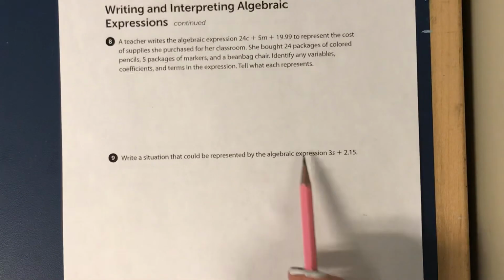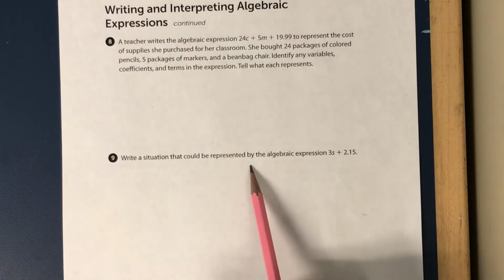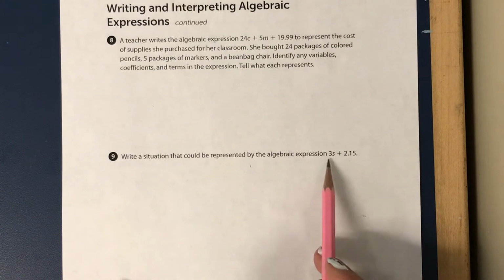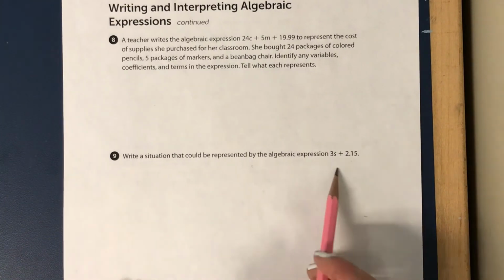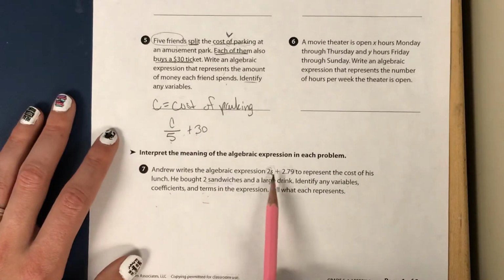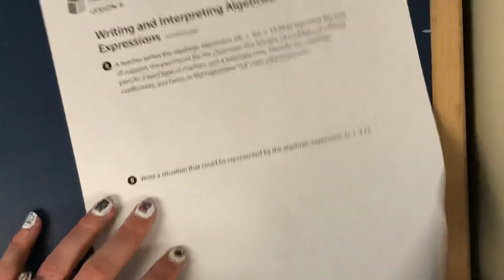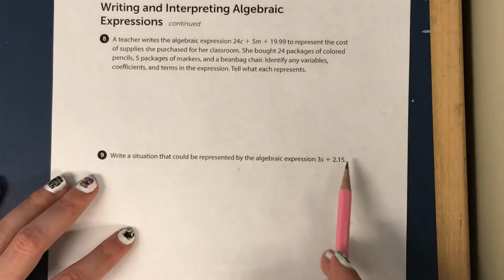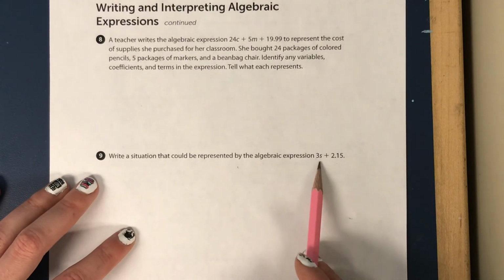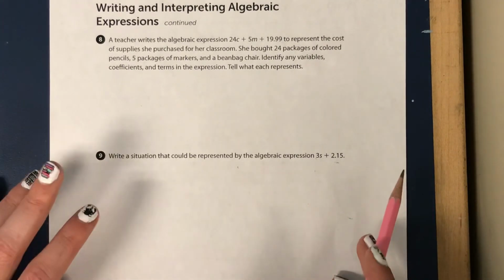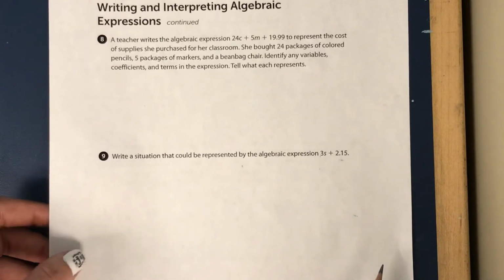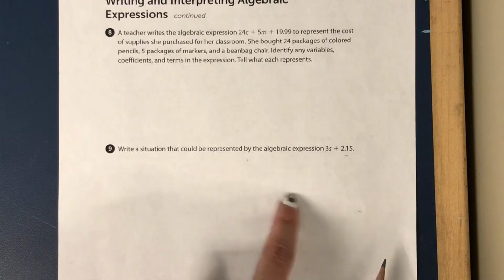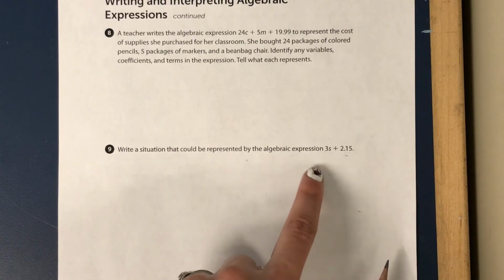Number 9 is wanting you to write your own expression. Do the best that you can on this one. If it ends up not being very accurate, that's fine. You can also go back to number 7 and use what they did. This is saying 3S plus $2.15. Maybe he bought 3 sandwiches and 1 drink, and the drink was $2.15. Just think about that the best that you can. I know it's weird having to do it yourself, but you should be able to do that with what they give you.